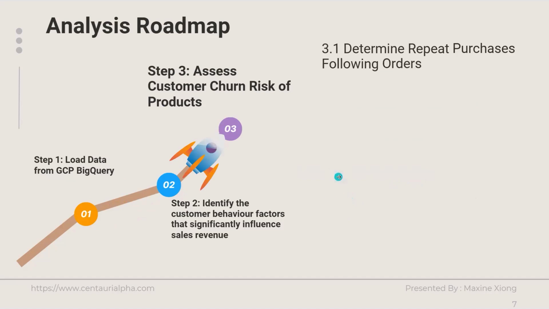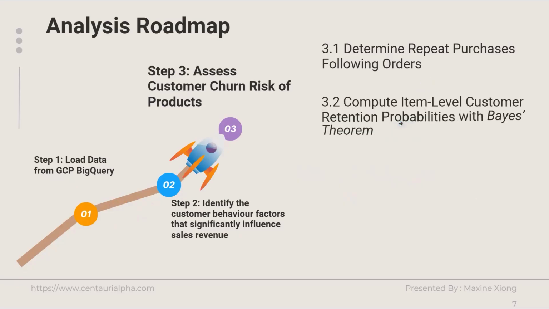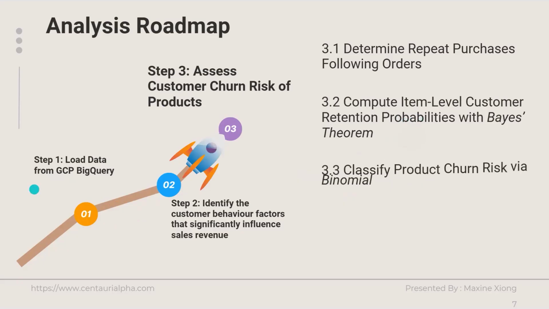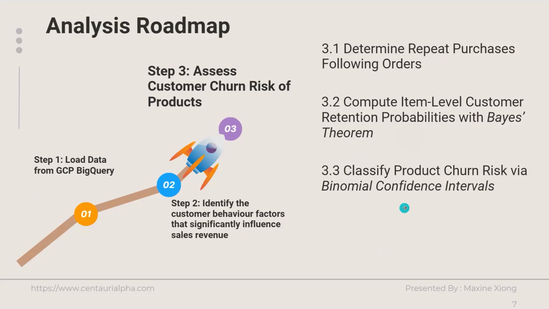We first determined whether each order is followed by a repeat purchase. This is very necessary to computing customer retention probability for each unique product using Bayes' theorem. We then classified the customer churn risk for each product using their binomial confidence intervals, which are calculated based on their corresponding retention probabilities. As a result of this step, we managed to identify which products have a high risk of leading to customer churn.